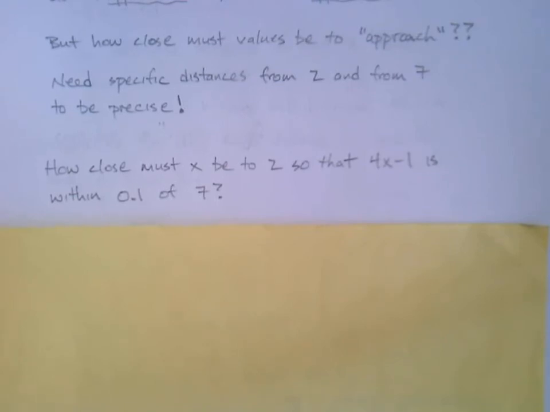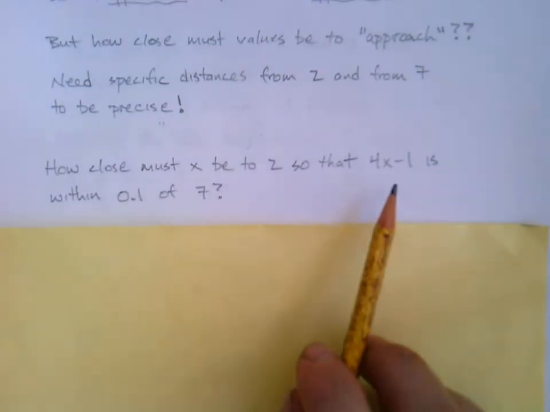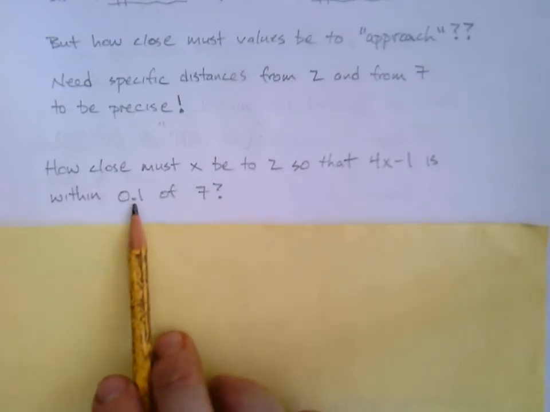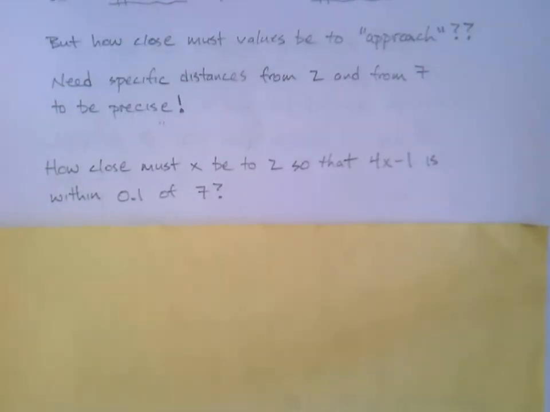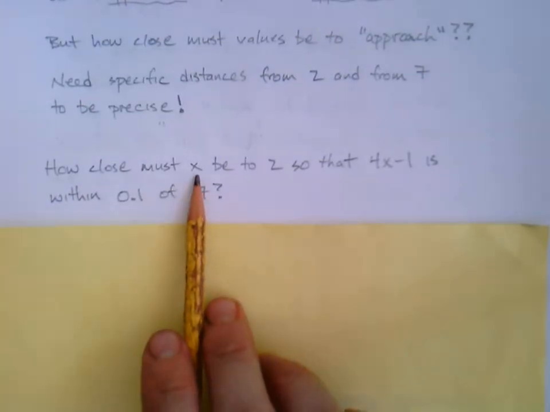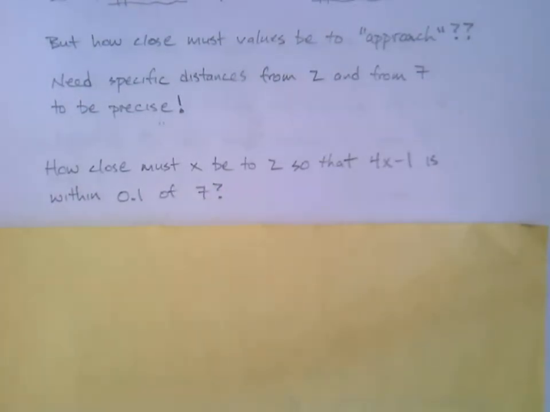Okay, this is what we're going to say now. How close must x be to 2 so that 4x minus 1 is within 0.1 of 7? Now there's no arguing this question and what it means. This is very well defined. It's very precise. I want my function to be within 0.1 of 7. So how close do I need to get x to be to 2 to make that happen? There's only one answer to this. We can figure out what that x value is.